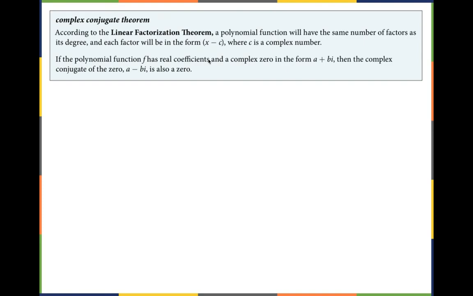Okay, so just what we were saying. We had a third degree polynomial. We found 3 roots, including 2 complex roots. So if the polynomial function f has real coefficients and a complex 0 in this form, then the complex conjugate is also a 0. Okay, if a plus bi is a 0, a minus bi is also a 0. They always come in conjugate pairs. Okay, so if you find 1, you get 2 for the price of 1.